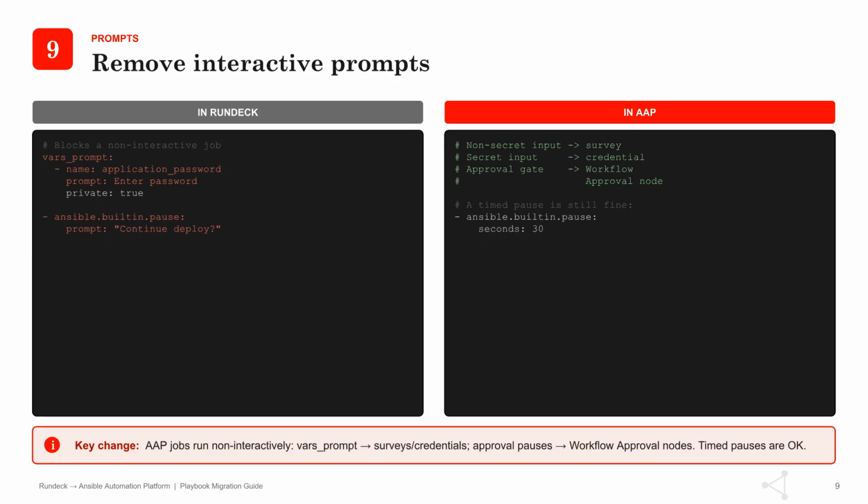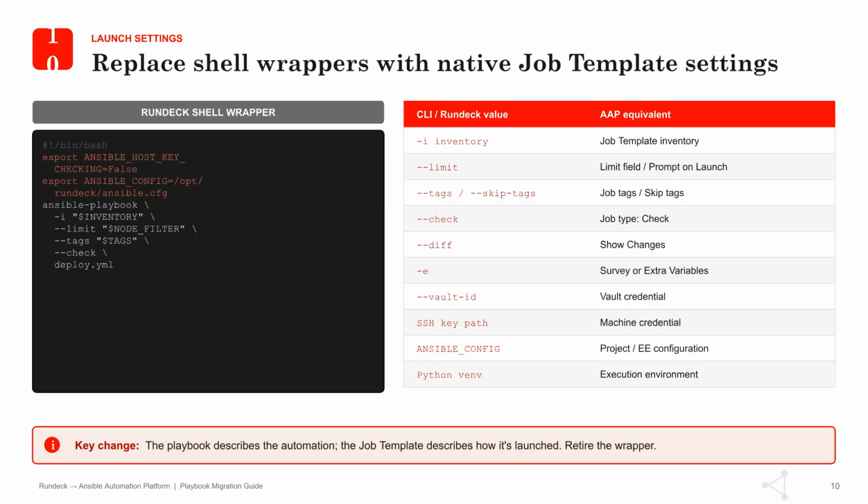Ensure your jobs are fully non-interactive. Remove vars_prompt and interactive pause commands. Use surveys for user input and workflow approval nodes for human gatekeeping to maintain a seamless automation pipeline. Retire your custom shell wrappers. Map all CLI flags like limit or tags to native settings in your job template. This ensures your launch configuration is version controlled and clearly visible within the platform.